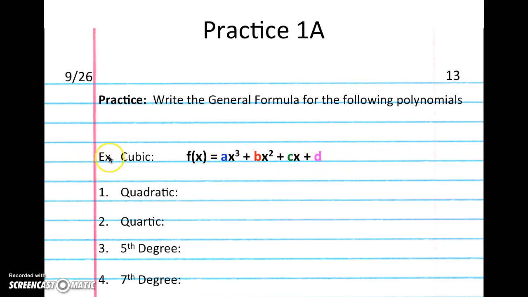Here's an example of what I'm looking for. So if you're given cubic, I want to see the polynomial formula written next to it, the general polynomial formula. There are 4 examples for you. Pause the video and work on these practice problems. And then there's one more set of practice that are related to these problems.